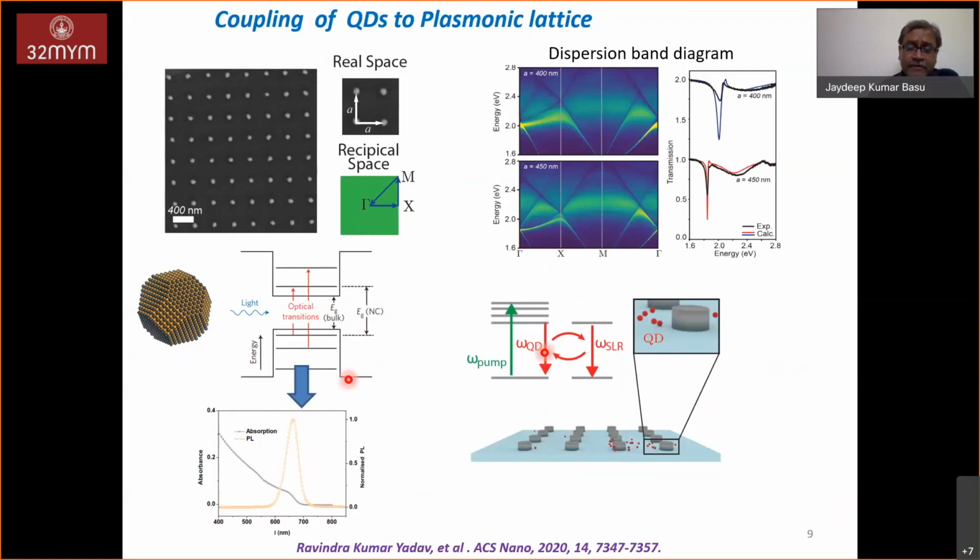Now, there are excitonic states which will be generated as a result of absorption of light, and we want to couple that to this array. In other words, couple that to the lattice mode here, and as I said, you can get different types depending on the spacing.